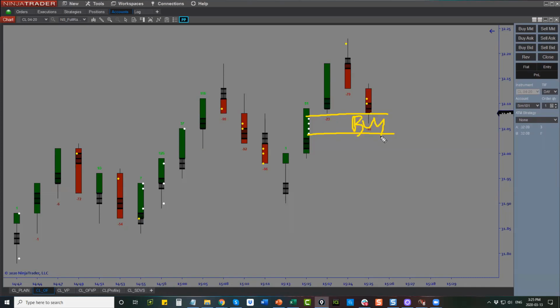Okay. Could the sellers blow through it? Sure, if the liquidity changes. But if the buyers are going to hold strength at that level, a lot of times what will happen is price will come back and retest that area.